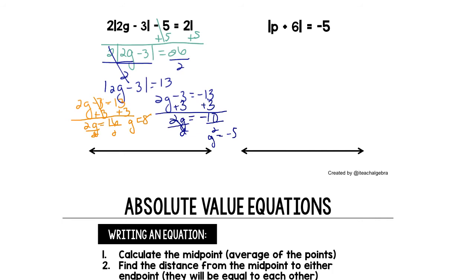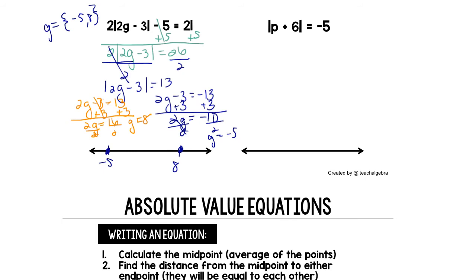So let's do our solution notation. I'm going to do it up here. G is negative 5 or 8. And negative 5 and 8 on the number line.